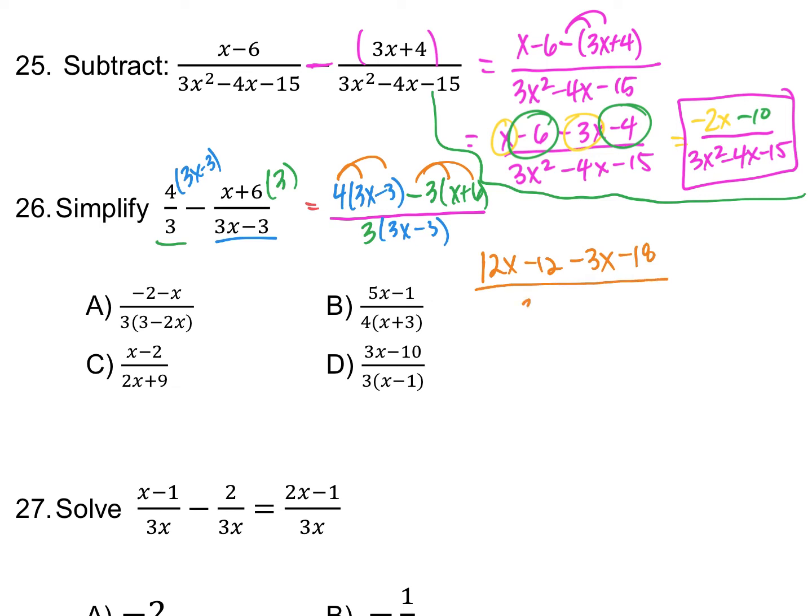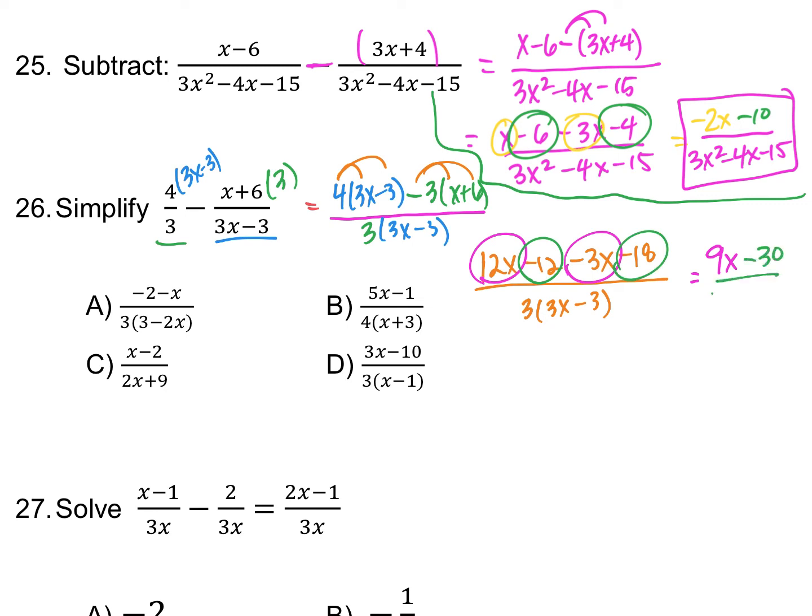And then the denominator, I'm going to leave it factored in case I want to simplify something later. Now I'm going to combine my like terms. 12x minus 3x is going to give me a 9x. And then I'm going to combine negative 12 and negative 18. That's going to give me a negative 30.